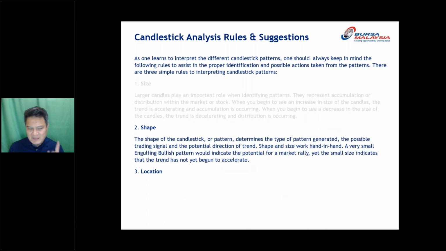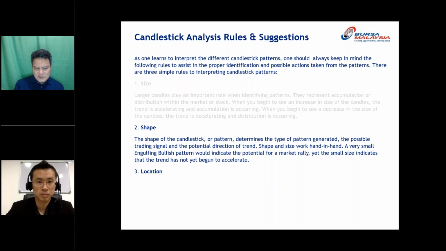Second, shape. The shape of the candle determines what type of pattern it is. And shape and size work hand in hand. For example, a small bullish engulfing pattern would indicate a potential market rally, yet the small size indicates that the trend has not yet begun to accelerate. So if the candle is just small, even though it shows a reversal, it is not a strong signal.